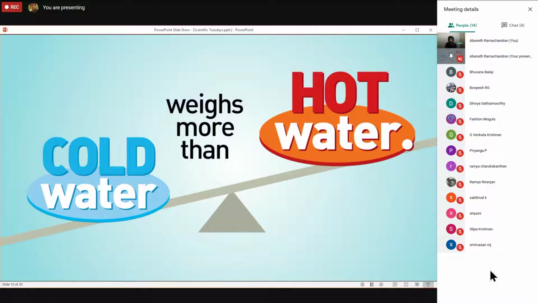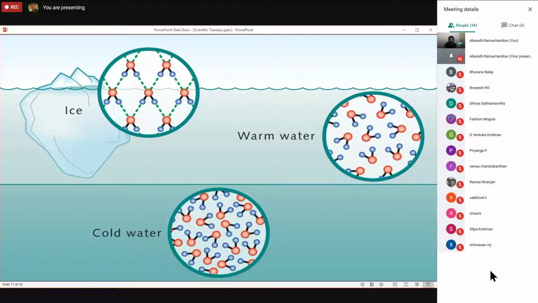Okay, so this is what happens. When you have an iceberg, that floating ice on top, it is filled with both air and water in the form of ice. In very warm water, it is even more loosely packed, but in very cold water, it is very dense. So ice floats, warm water is just below the ice, and cold water, even more dense, goes all the way down.